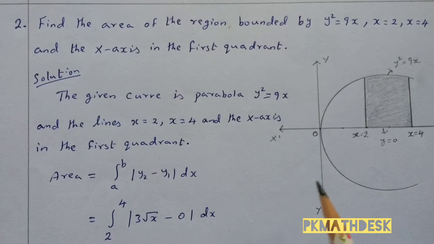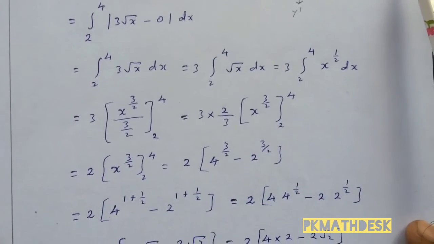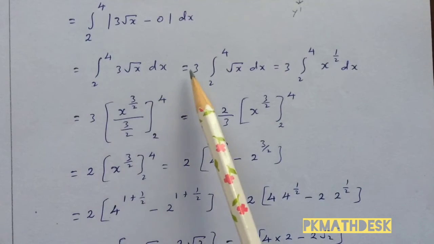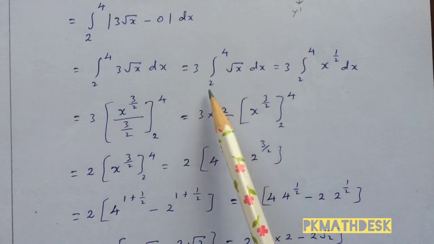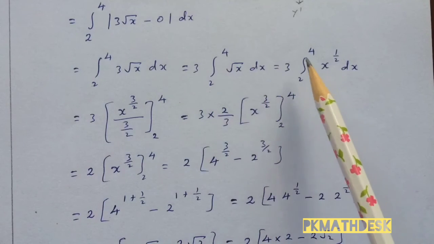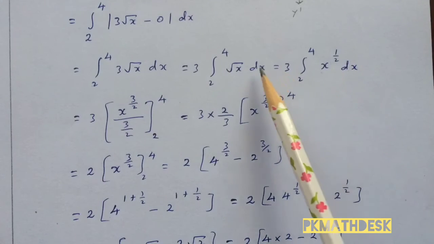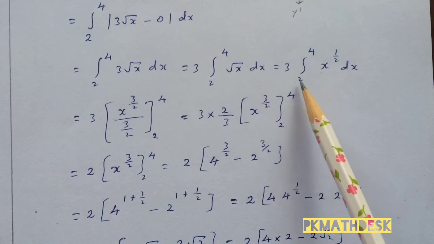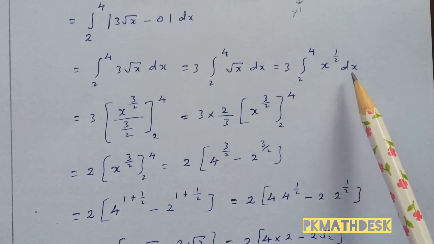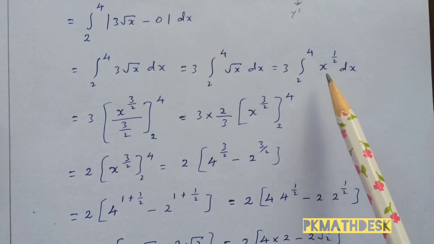Modulus of 3 root x equals 3 root x. That is equal to integration from 2 to 4 of 3 root x into dx. That is equal to 3 into integration from 2 to 4 of square root of x into dx, equal to 3 into integration from 2 to 4 of x power 1 by 2 into dx. Take the integration of x power 1 by 2.